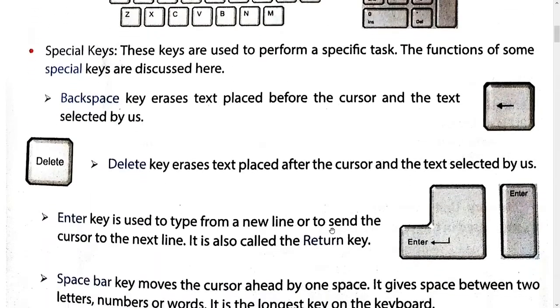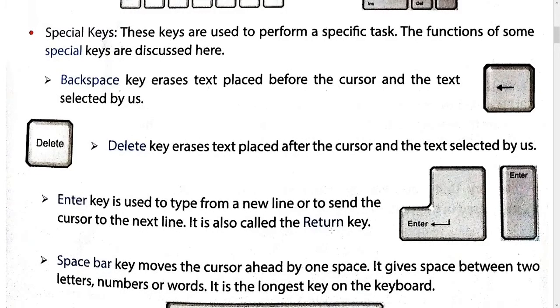Then special keys. Special keys are used to perform a specific task, and the functions of some special keys are discussed here. The backspace key erases the text placed before the cursor and the text selected by us. The delete key erases the text placed after the cursor and the text selected by us. The enter key is used to type from a new line, or to send the cursor to the next line. It is also called the return key. You can see the picture.